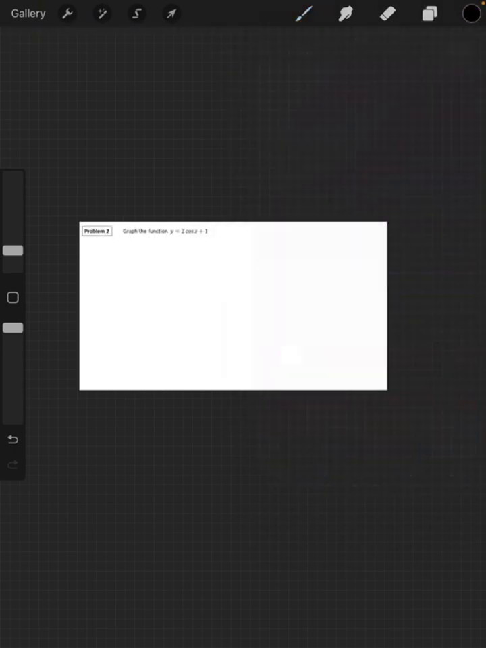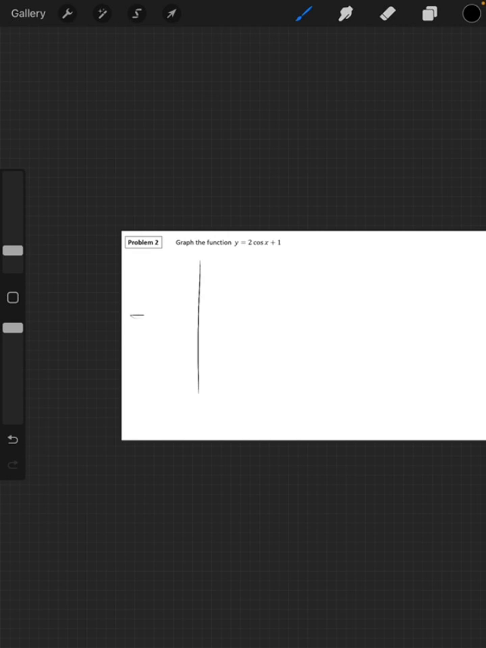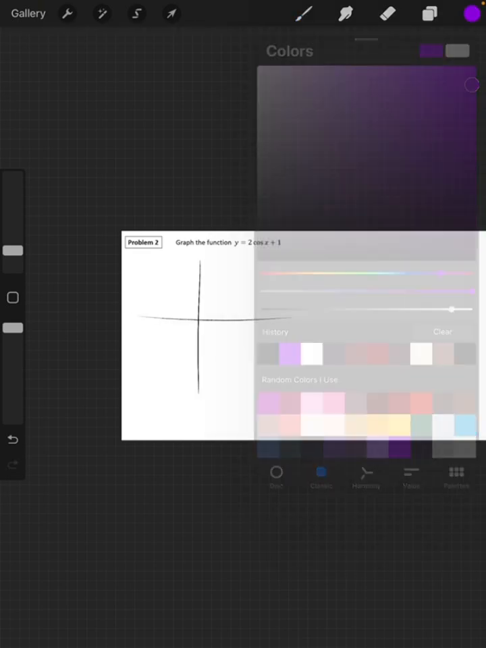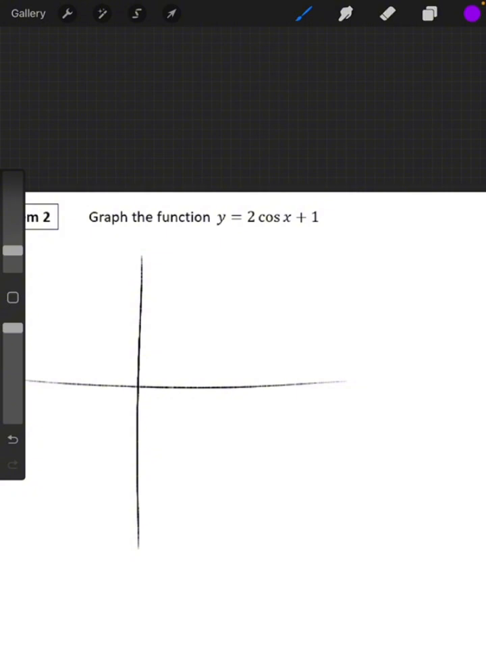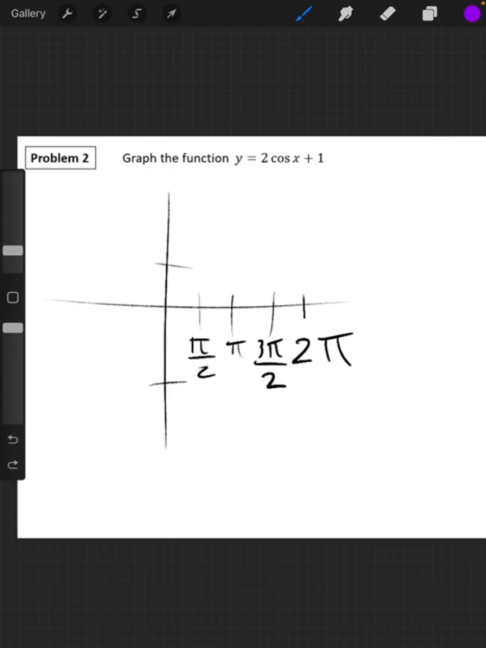Second question. Graph the function y equals cosine x. Oh no, y equals 2 cosine x plus 1. So usually cosine starts at 0, 1. But because we have the plus 1, that means that the midline has been moved up 1, which would make the midline right there.